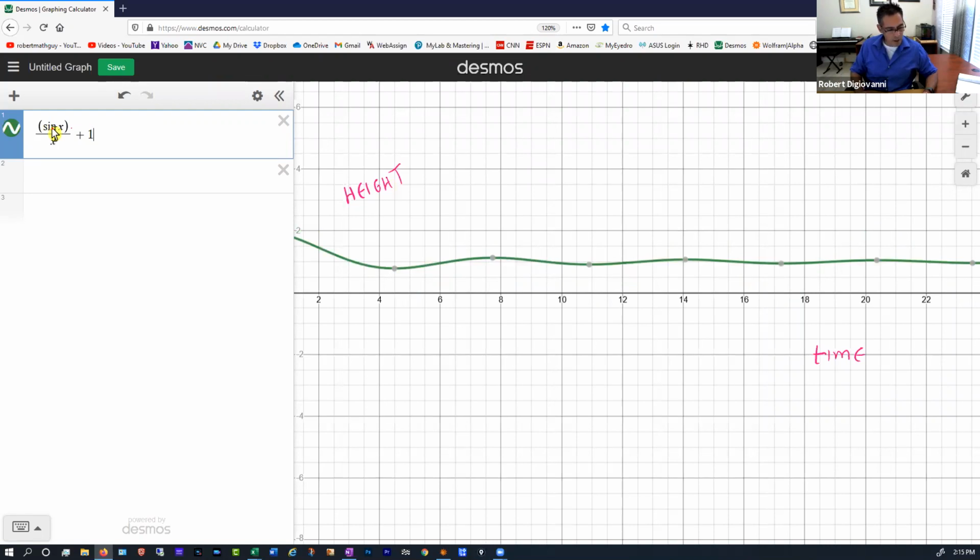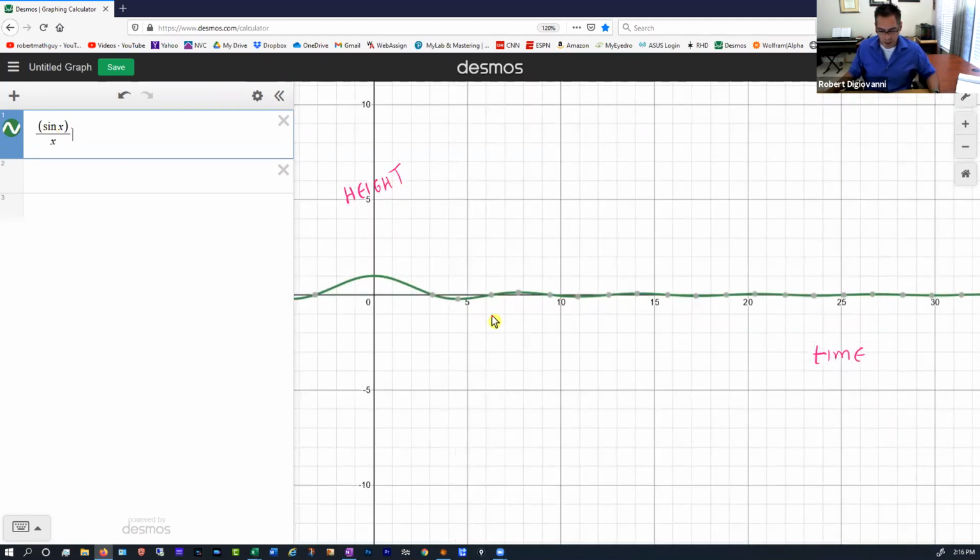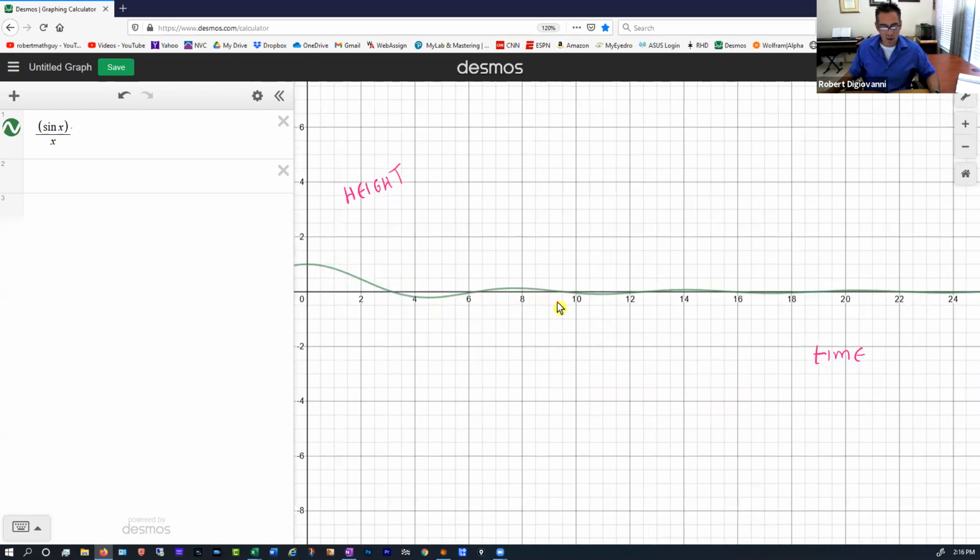And I'm going to have to move the 1 out. No, I can. Yeah, let's just look at this. So this one's a little hard to see, but it's still a sine curve. It's still a sine curve, but what's happening is as time goes on, the amplitude of the sine curve is getting smaller and smaller and smaller. So it's more like a real ball.